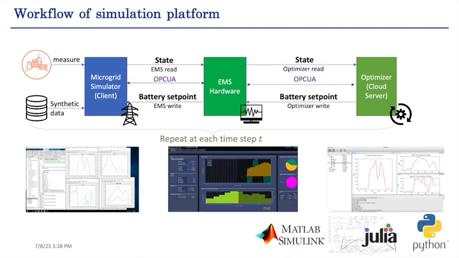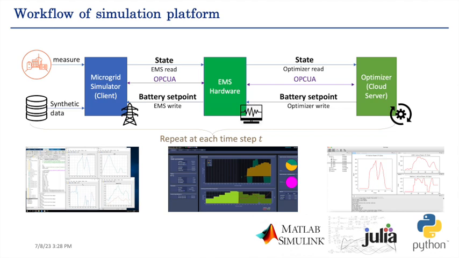Now let's have a look at the workflow of our simulation platform. Our simulation platform consists of three elements. The first element we call the microgrid simulator. We use a MATLAB program to serve as our microgrid simulator to emulate the microgrid response. In between, we have EMS hardware provided by Power Automation. The EMS works as a coordinator between the optimizer and the microgrid.